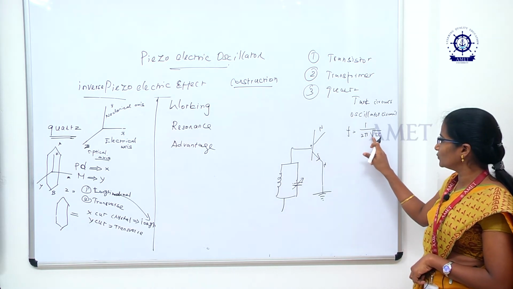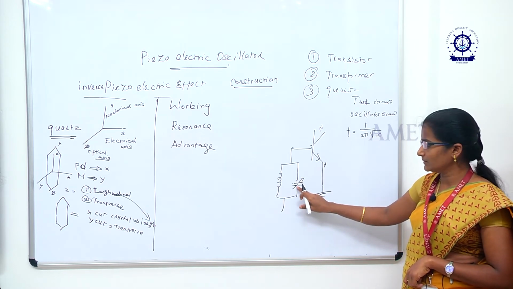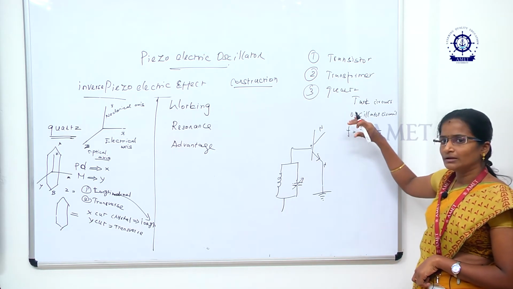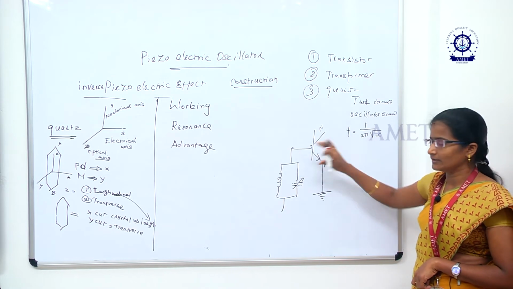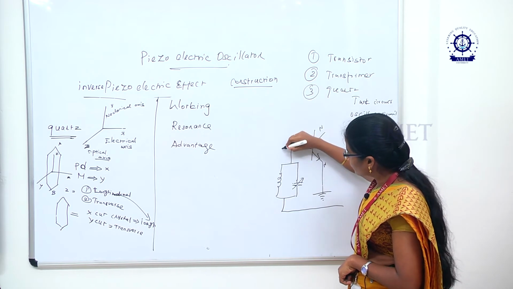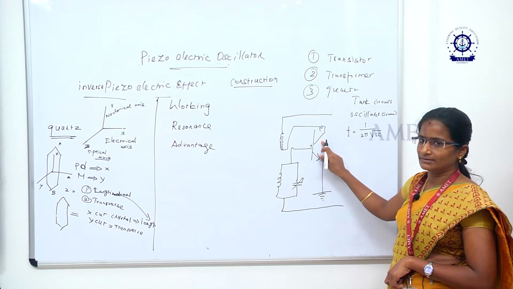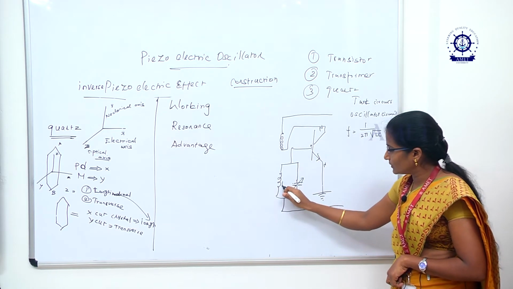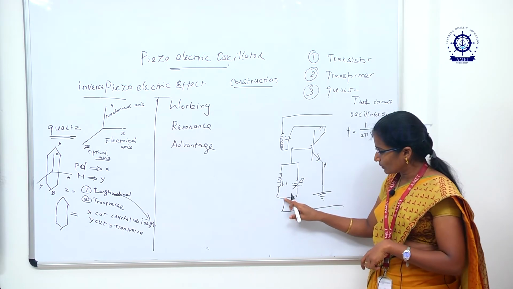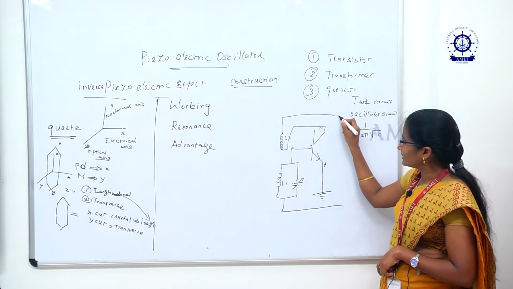F is equal to 1 by 2 pi square root of LC. In this case, we use a variable capacitor, so that we can adjust the value of the capacitor and get different values of the frequency of the oscillator circuit. This tank circuit is connected, and also another inductance coil is connected with the collector of the transistor. This is called L1, and this is called L2.